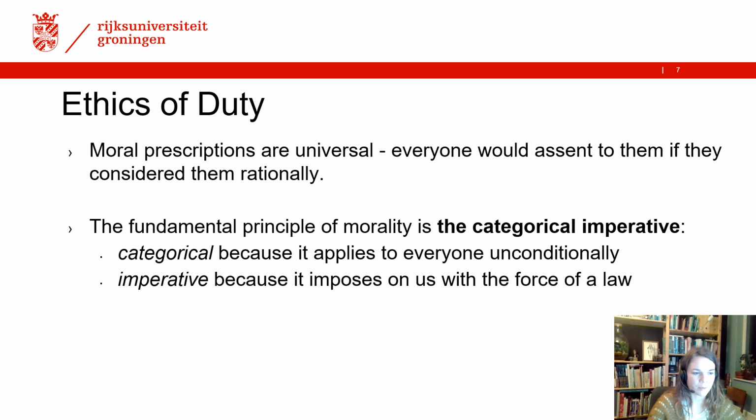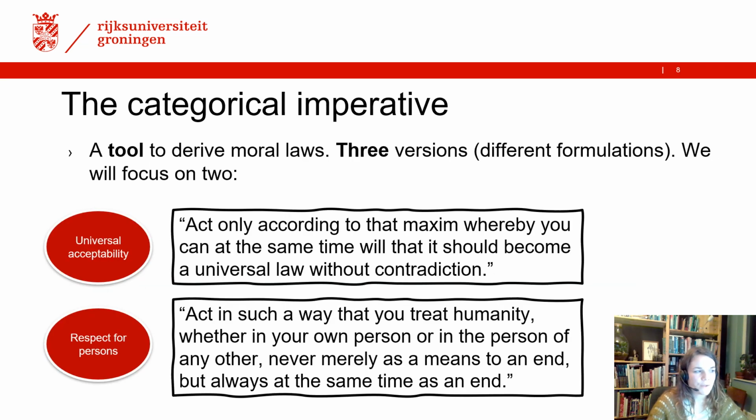So let me tell you a bit about this. The categorical imperative is a tool, as I already told you, to derive moral laws, to find out whether a motive is actually a good motive. So it's a way to establish whether an action, and thus a motive, is the right action. There are different formulations of this principle, this categorical imperative, 3 of them, and we're going to discuss 2 in the remainder of this lecture today.